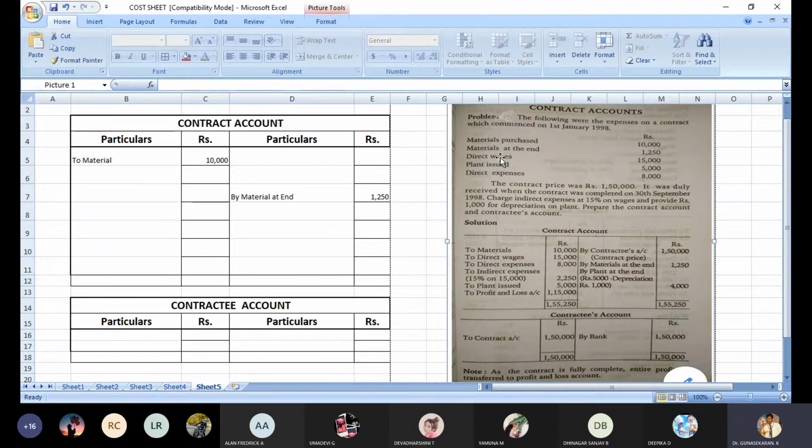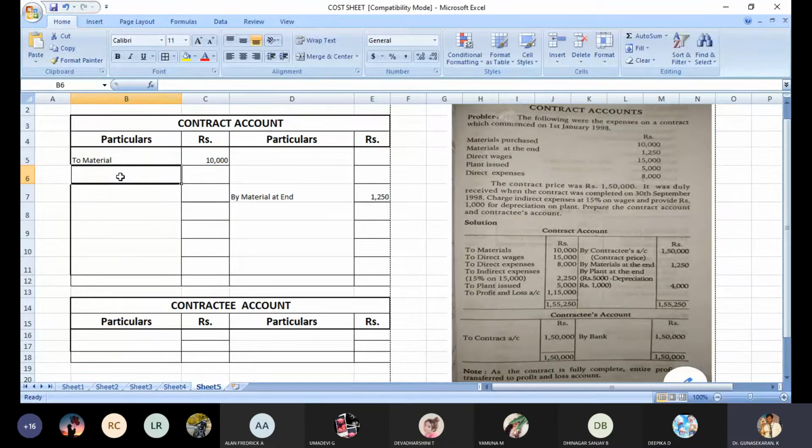Next one. Material end means closing stock. That means stock is available. So stock is not an expense. That's why that item is entered on the credit side. Okay. Next, wages. Wages 15,000. So the wages amount was spent for the contractor's work, 15,000. So the 15,000 amount is entered as 'to wages'. How much value? 15,000.